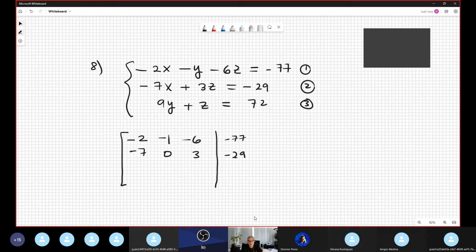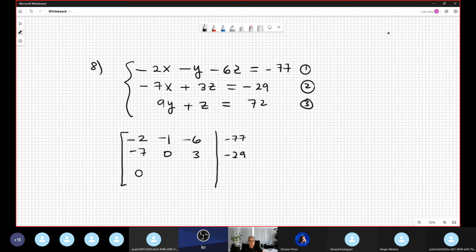Now the last one, I don't care. The last one is 0, no, x is missing, look. This is the column for the x, this is the column for the y, this is the column for the z, and this is the right hand side number, right? Okay, 0, 0, 0, 0, 0, 0, 9, 1, and 70. Okay, cool. By the way, this matrix, the dimension is 3 by 4.